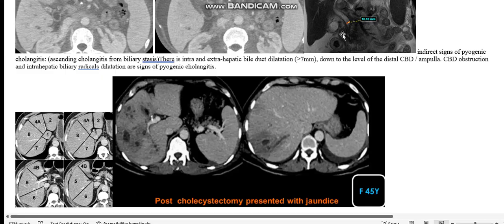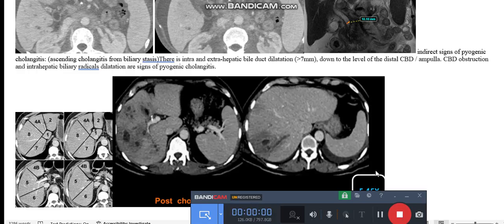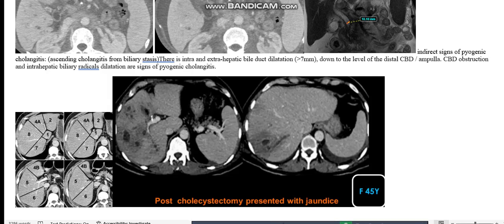If you found hepatic abscesses and you look for direct signs of cholangitis, there are no direct signs. You look for any signs of intra or extrahepatic biliary ductal obstruction and you can't find any. So what to do? Look for a history of surgery.